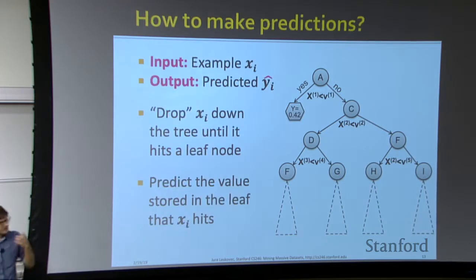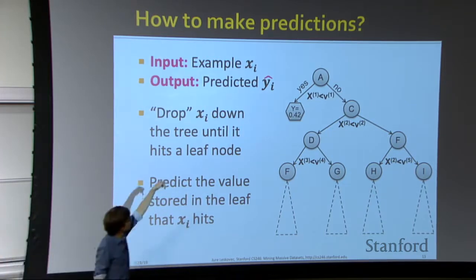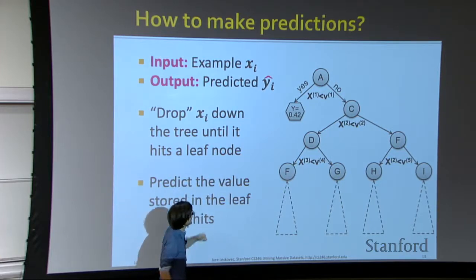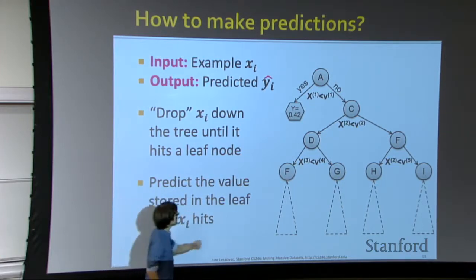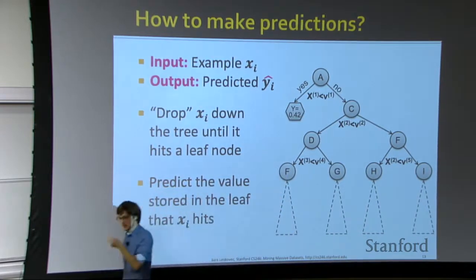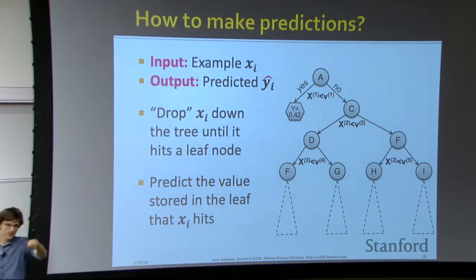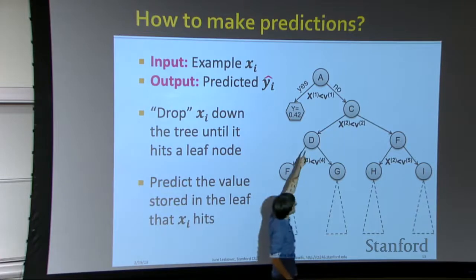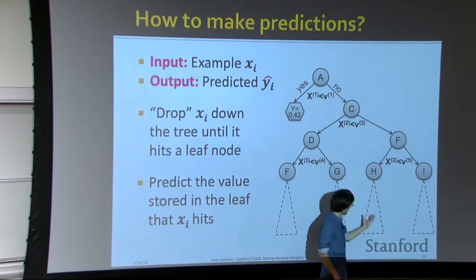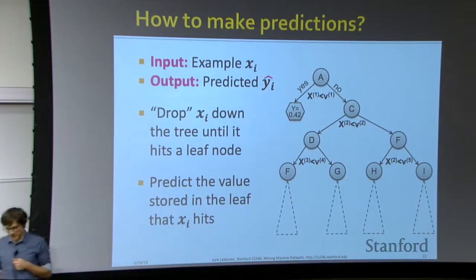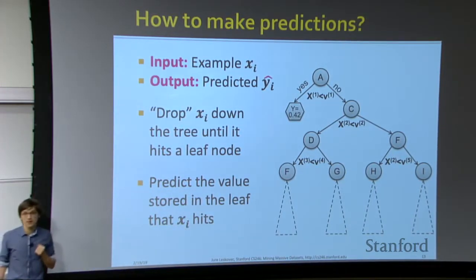Now, as I said, how do you make a prediction? The way you make a prediction is that you simply drop your data point x from the top, and then you follow down the tree until you hit a leaf node. The leaf node tells you what the prediction is for all the data points that hit that node. So I drop it down, I evaluate the condition, and the point goes until it hits a leaf node, and then I read out the prediction at the leaf node. So making predictions once you have the tree should be quite easy.